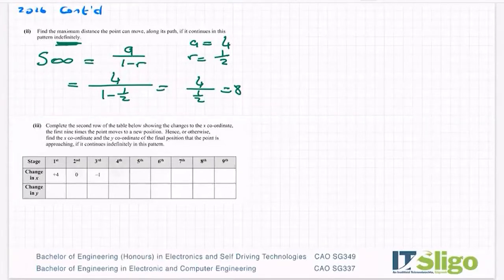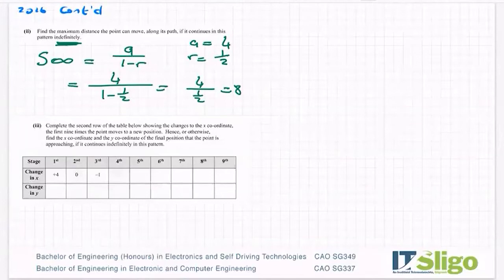So make sure you know that formula and make sure you look out for that word indefinitely or sum to infinity, or if it continues forever, it'll be one of those words. Okay, complete the second row of the table below, showing the changes to the x coordinate the first 9 times the point moves to a new position. Hence or otherwise, find the x coordinate and the y coordinate of the final position that the point is approaching if it continues indefinitely in this pattern.